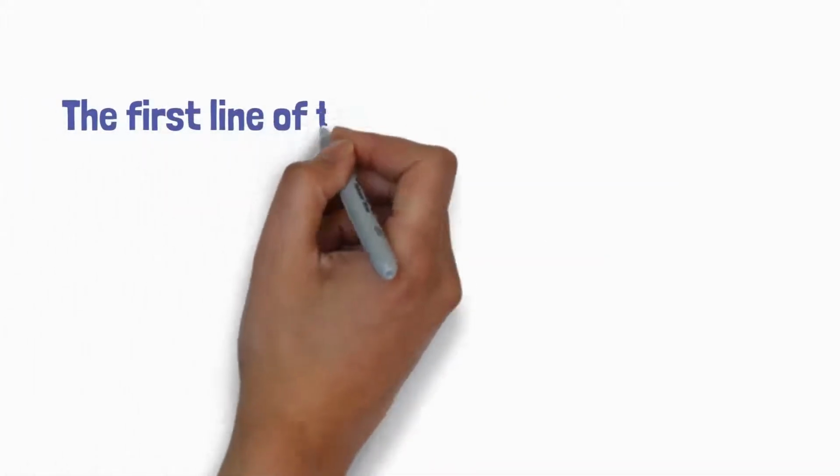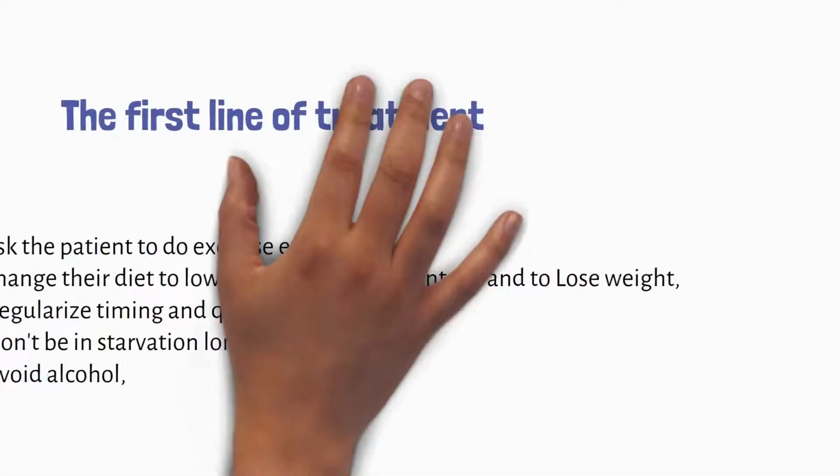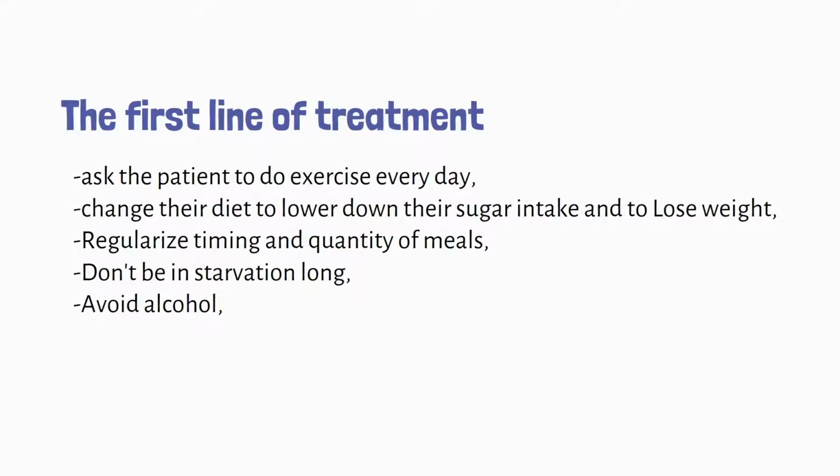Once a patient has been identified as having diabetes mellitus, you start treatment with lifestyle modification, which is always first-line treatment for diabetes. Ask the patient to do exercise every day. Change their diet to lower their sugar intake and to lose weight.